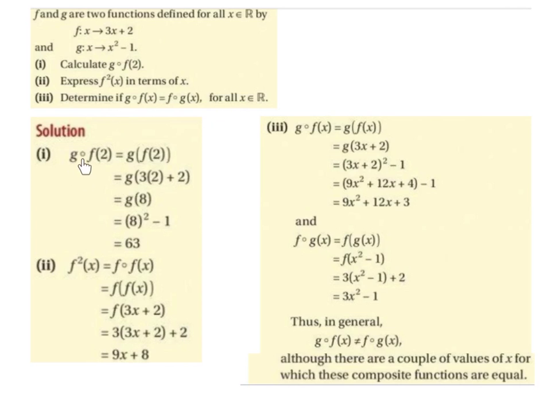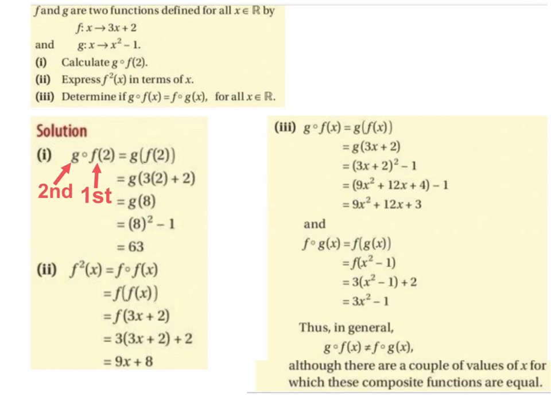So g after f of 2. That means we do f of 2 first and then we apply the g function. So we're going to apply f of 2 first. So we're going to substitute 2 into our function f. So our function f of x is 3x plus 2. So f of 2 will be 3 multiplied by 2 plus 2.